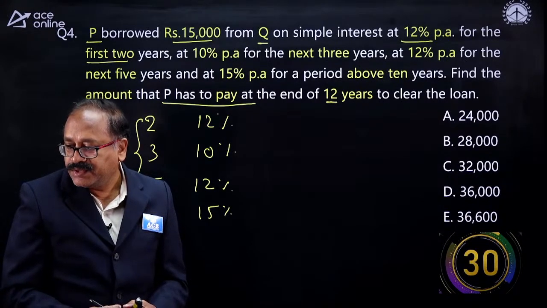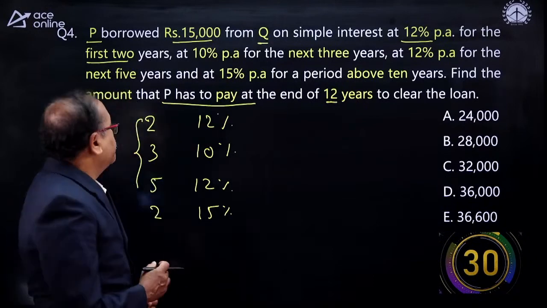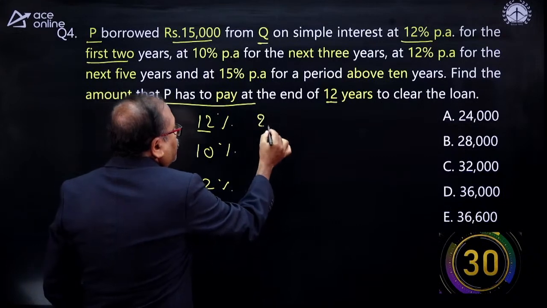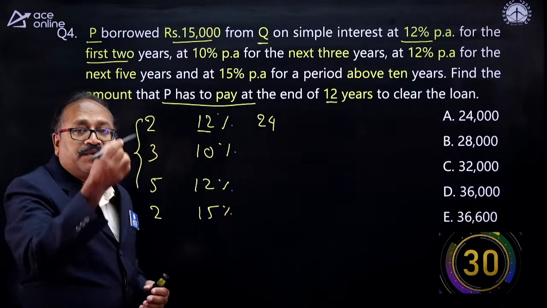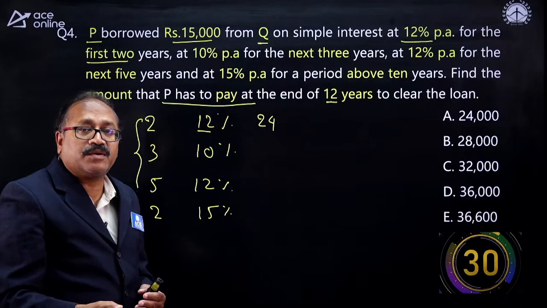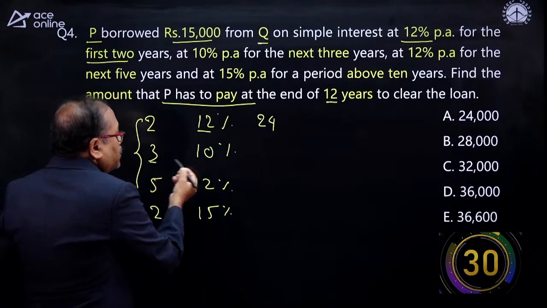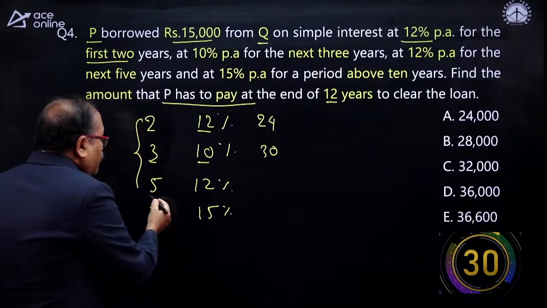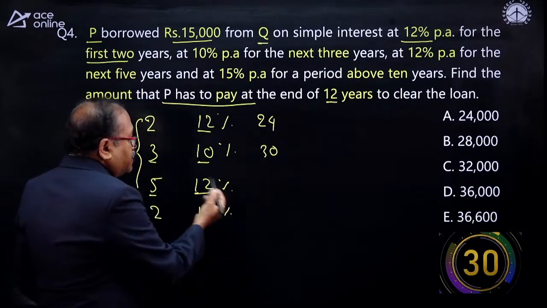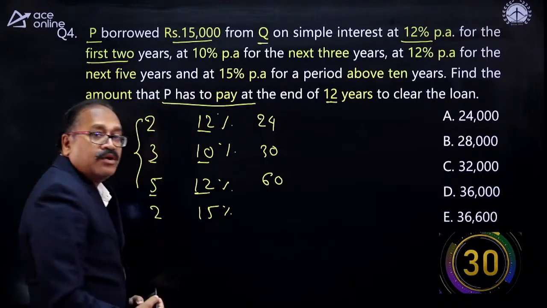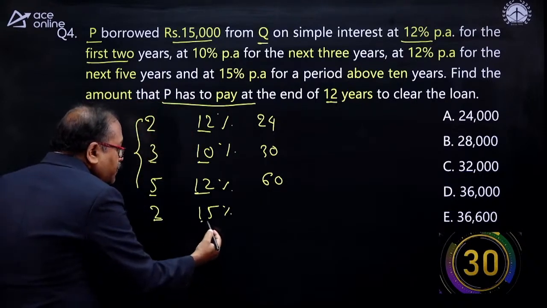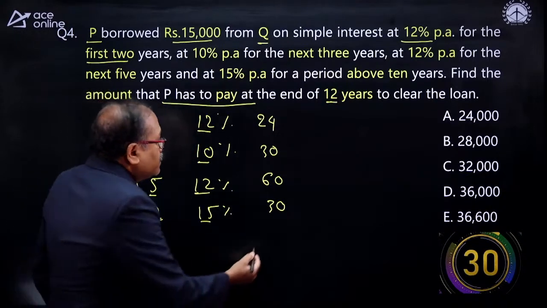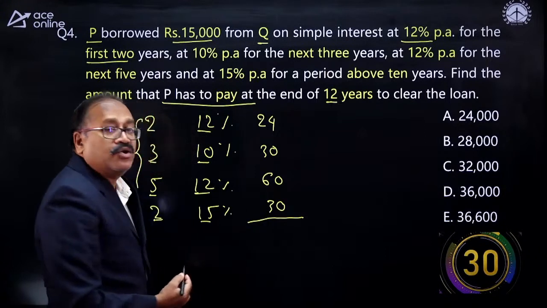Yes, yes. Now I will answer this question here. So 12% per annum for 2 years, it is 24%. And as it is simple interest, we will simply add all the percentages here. So for 3 years, 10% per annum, this is 30%. And for 5 years, 12% per annum, so 12 times 5 is 60% on the principal. And for 2 years, 15% per annum, this is 30%. So what is the total percentage interest on 12 years?